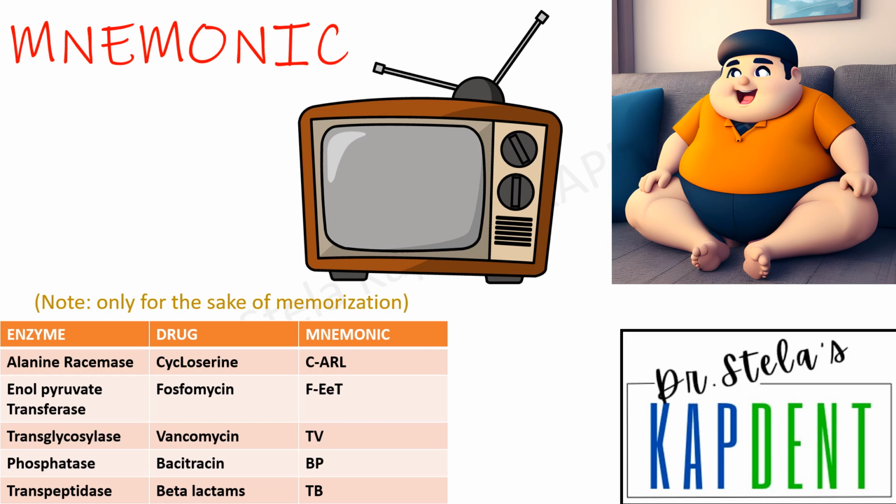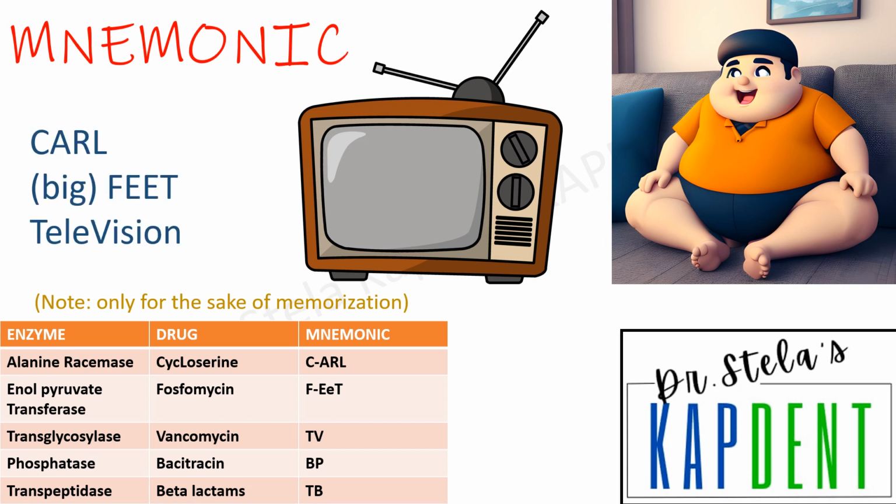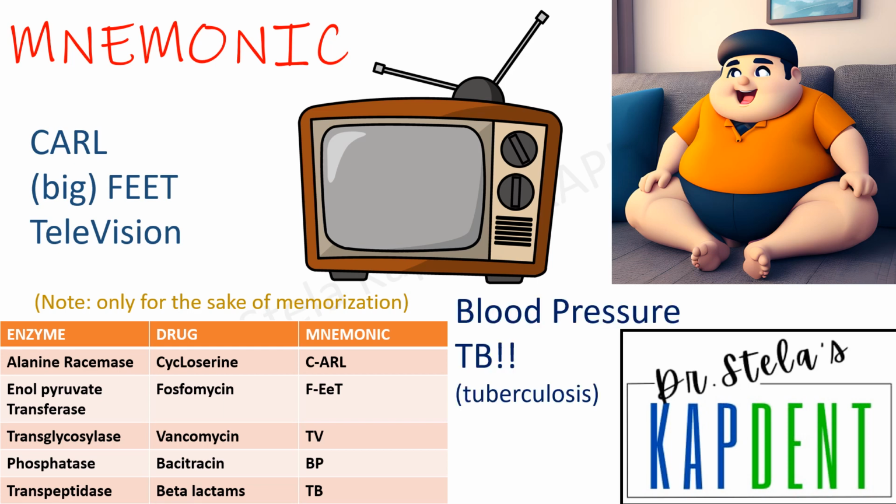Now, as promised, here is a mnemonic for you. You can refer to the table on the bottom left side for all the enzymes and the drugs inhibiting their action. So you can remember this as a fat chubby guy named Carl who has big feet and who watches television every day, every single hour, and so much that the people suspect him of having high blood pressure or even TB.